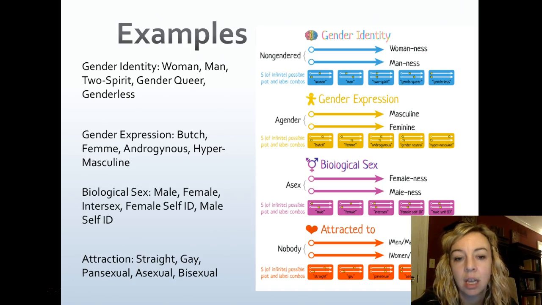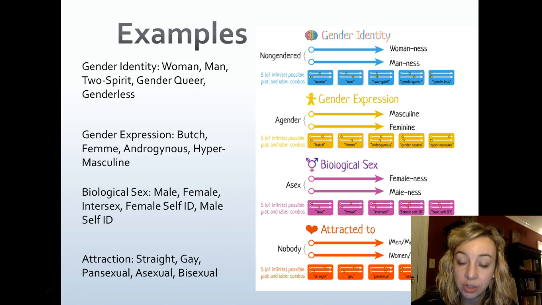Biological sex. Biological sex has to do with organs and hormones and chromosomes. If someone has all of those things that are female, then they would be female, all male, male. But there are those who have a combination, and then they might be called intersex. But there's a lot of different combinations of those things too.